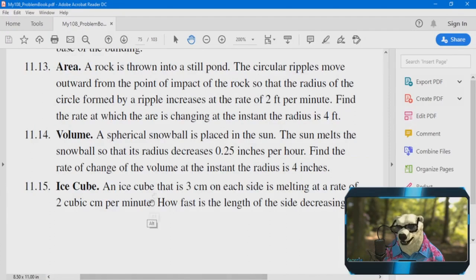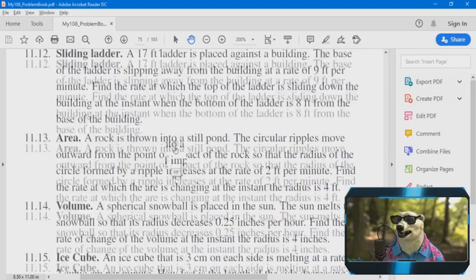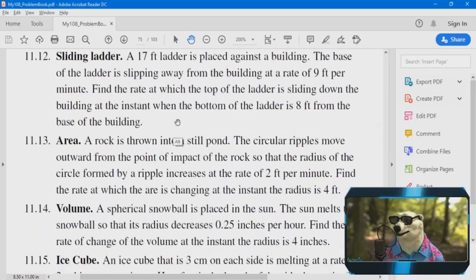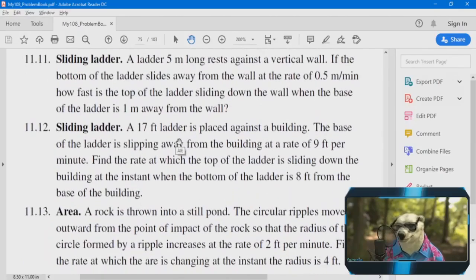Okay, so the next one that I want to do is sliding ladder, sliding ladder. Number 12. Oh, there we go. No, that's not the one. 11. 11.11.